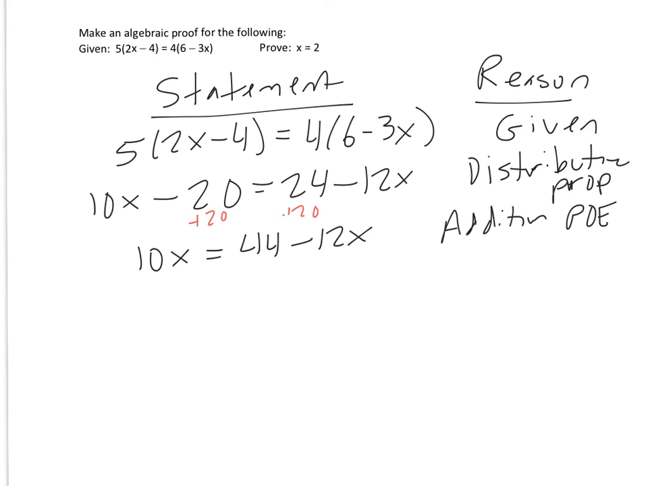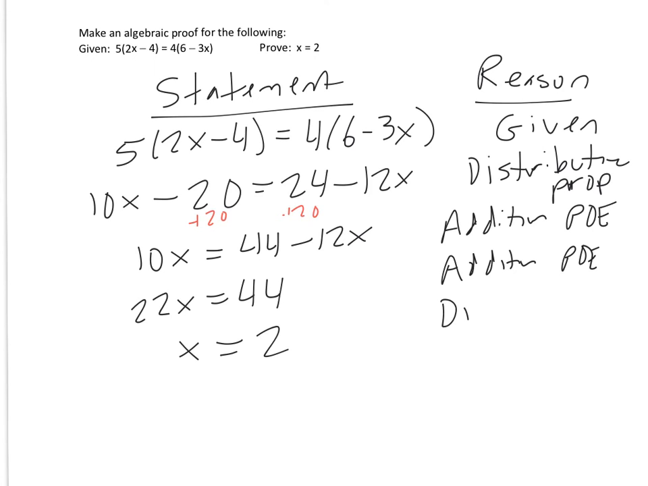And once again, I would probably add 12x to both sides. So I get 22x equals 44. And that is, again, the addition property of equality. And now I want to get x alone. I would divide each side by 22 and get x equals 2. So that is the division property of equality.